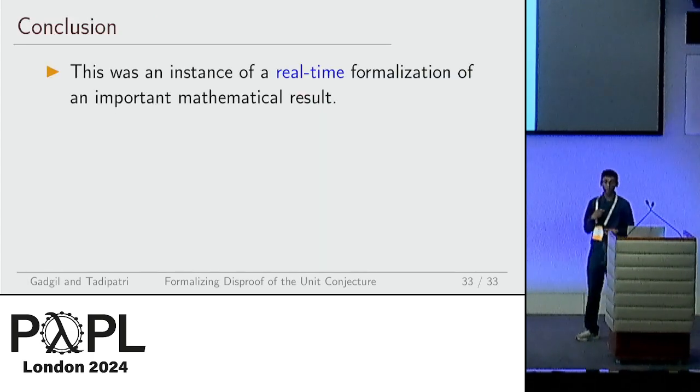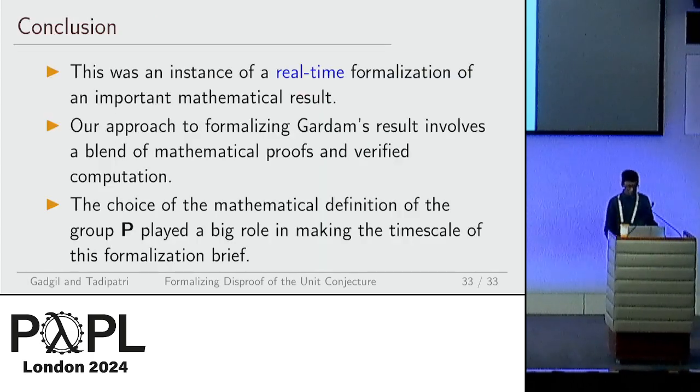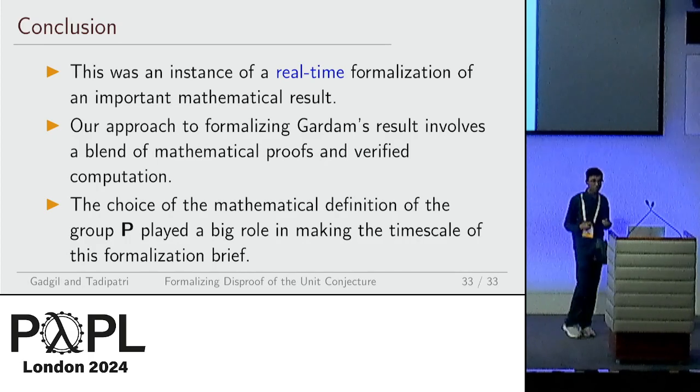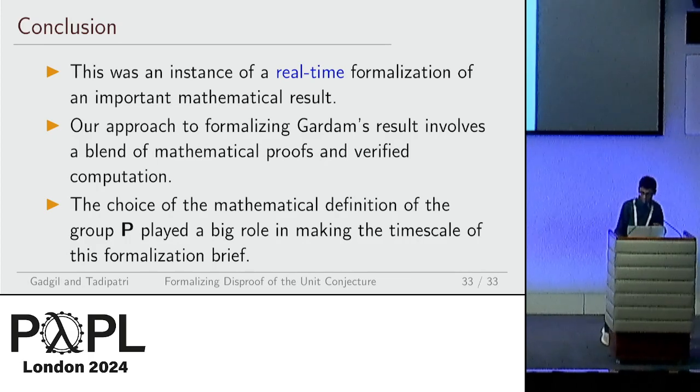And with that, I'd like to conclude. So this was our formalization of Gardam's disproof of Kaplansky's unit conjecture. And it involved a mix of proofs and computations. And it was also an instance of a real-time formalization of a mathematical result. These are becoming increasingly common, especially in areas like combinatorics, and hopefully they'll become even more common with time. And I'd like to end here. We're happy to answer questions.